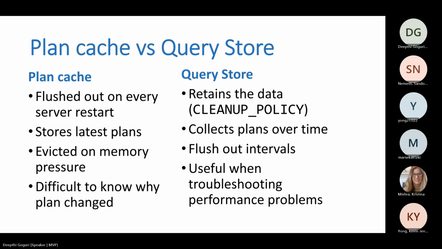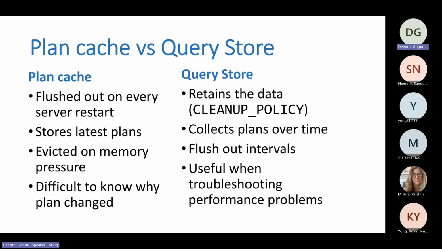And with the plan cache, we can only see the latest plans. Now, if there is memory pressure, the least recently used plans will be out of the cache. They have to be generated again when they run the next time. But with the query store, the collection is always there over time, and it is persisted. The plan cache is evicted on memory pressure, but the query store will not push the data to the disk until it reaches the flush-out interval.